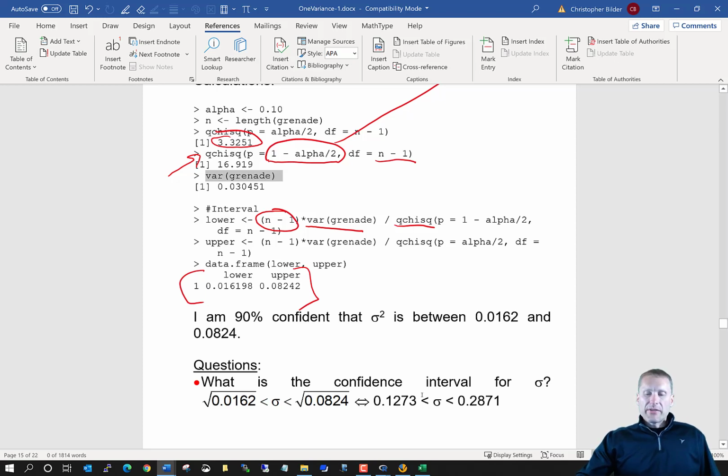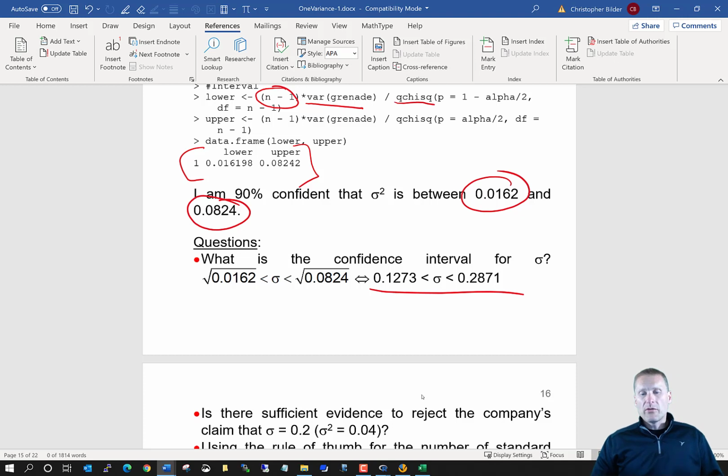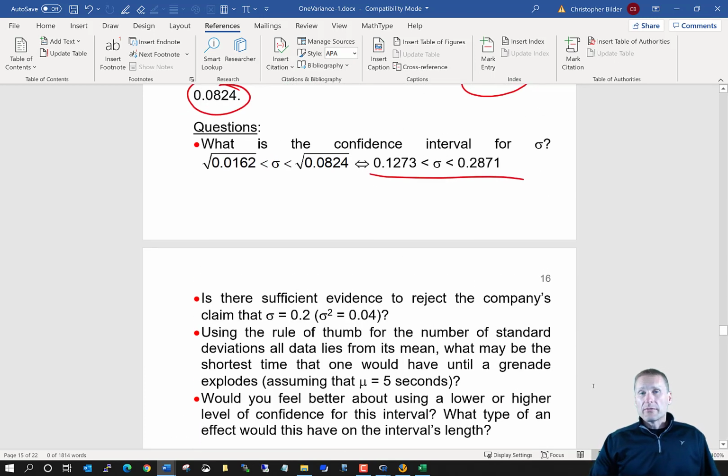Well, what about a confidence interval for sigma? All you do is you take the square root of the lower bound and the upper bound and you get the corresponding interval, 0.1273 to 0.2871. Now remember what the manufacturer's claim was. Sigma was 0.2. Is there sufficient evidence to reject the company's claim that sigma is equal to 0.2?